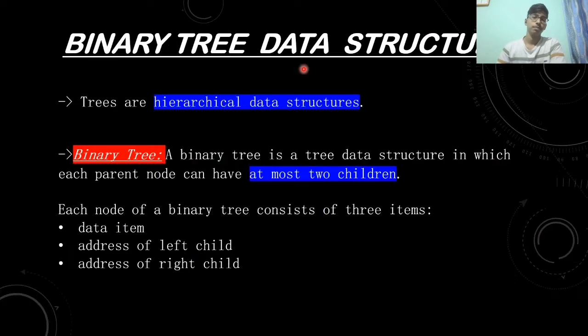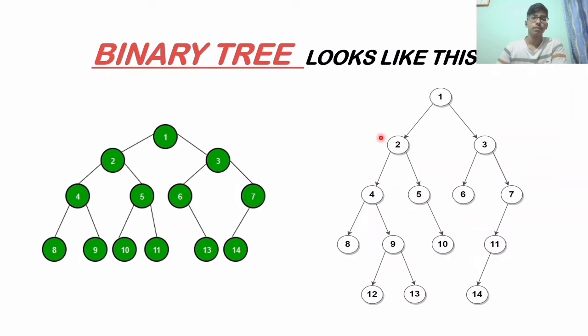Now let's see what is a binary tree. A binary tree is a tree data structure in which each parent node can have at most 2 children. Each node of a binary tree consists of 3 items: a data item, the address of the left child, and the address of the right child. A binary tree looks like this.